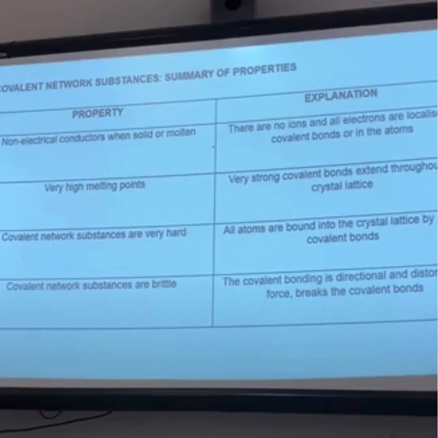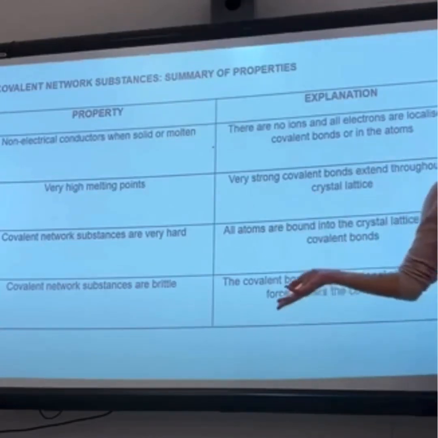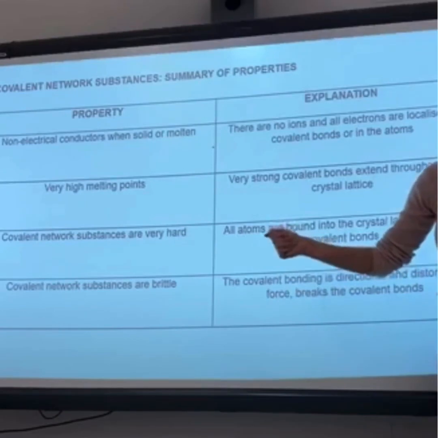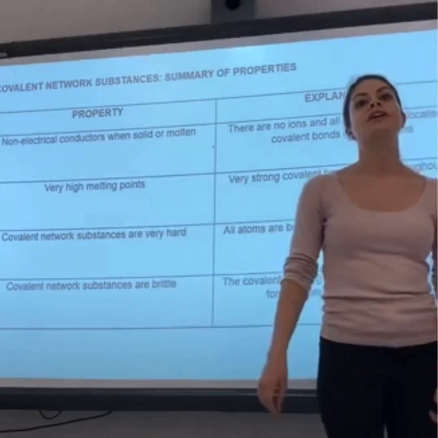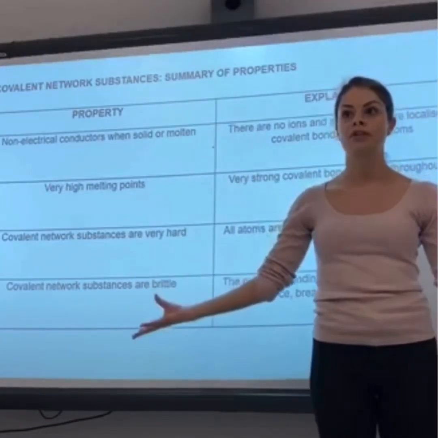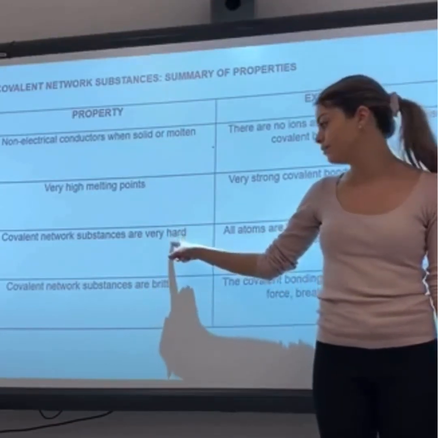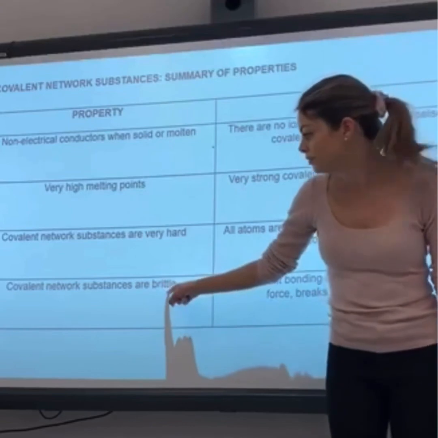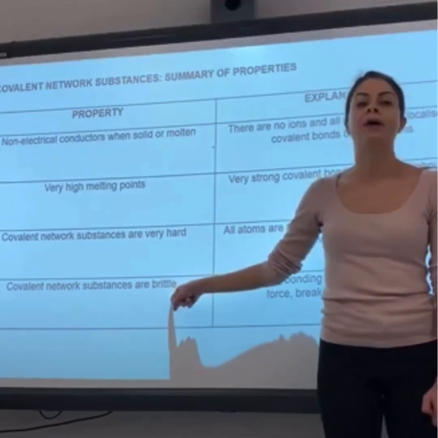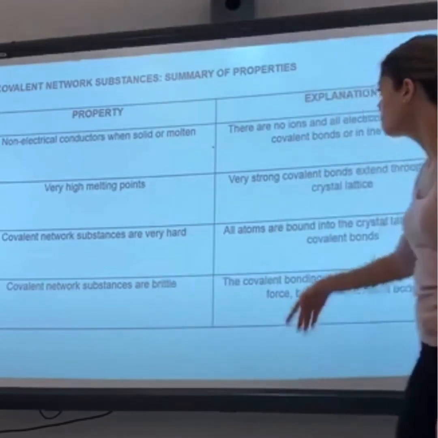So, covalent network. We know covalent network generally does not conduct electricity. The only exception is graphite. It doesn't conduct electricity because there are no delocalized electrons. It has very high melting points because it's made up of covalent bonds and they are very, very strong. They're very hard, same reason. They're brittle, same reason. If you smash them, then you're just breaking those covalent bonds.